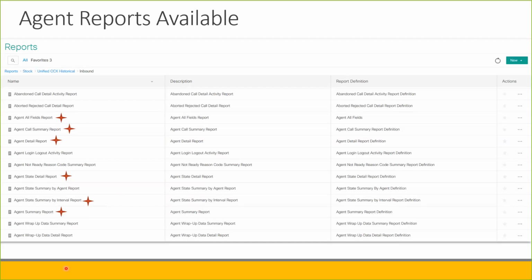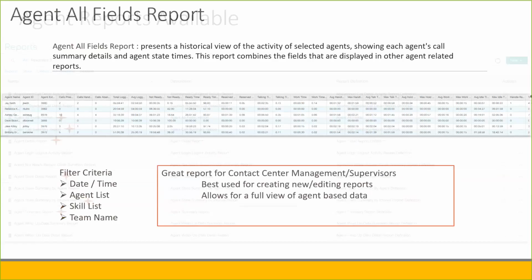One of the most important ones, especially going back to week 2, where we walked through how to edit stock reports. One thing that Cisco did as they increased our abilities to do that more efficiently, they've also provided us 2 really key reports to help with that. One is the CSQ All Fields report. The other one, the first one I have, is the Agent All Fields report.